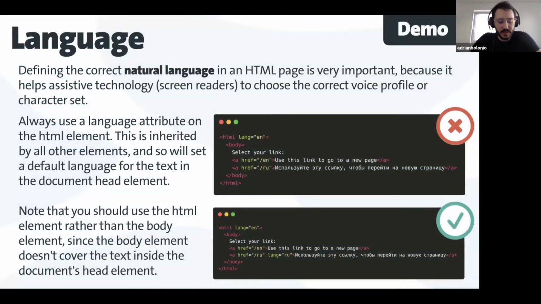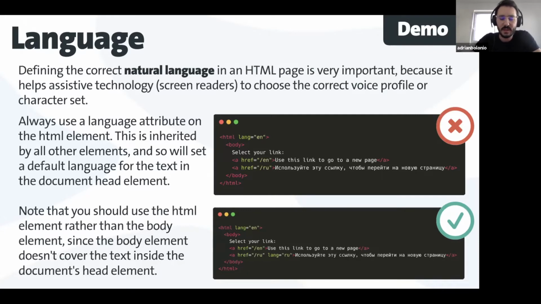The first example that I want to show you is language. Defining the correct natural language in your page is very important because screen readers can choose the correct voice and the character set of the language that is displayed. In the first example, the HTML language tag is English, but we have two links, one in English, one in Russian. So the screen reader is going to use the character set of English to read both, which is completely wrong. In the second example, you can see how the language of the second link is ru for Russian.